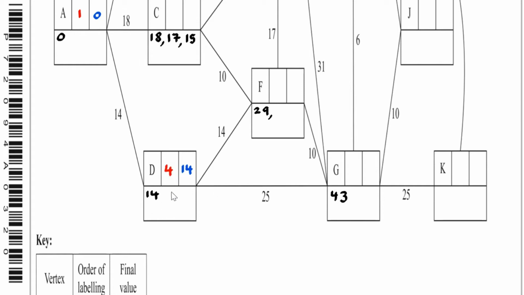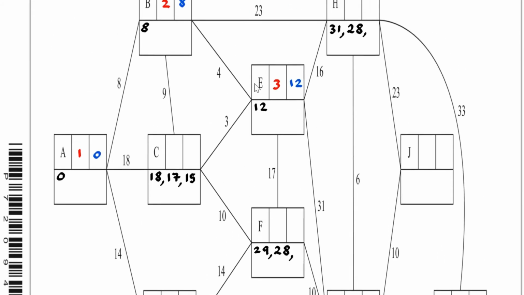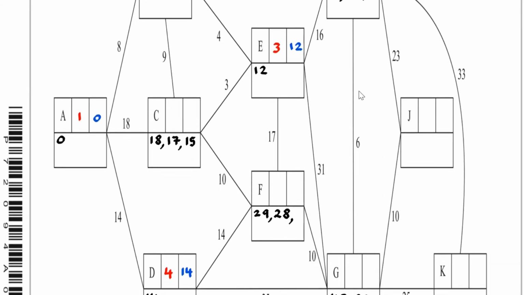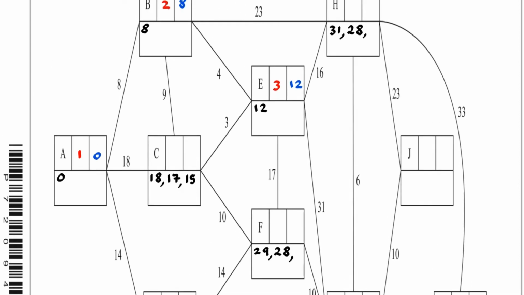Let's take a look at what comes off D. Well, 14 plus 14, that's 28. 14 plus 25, that is 39. So the smallest from the 28, 39, 15 and 28, that will be the 15. So 15 goes into the final value, and the order of labeling will be 5.